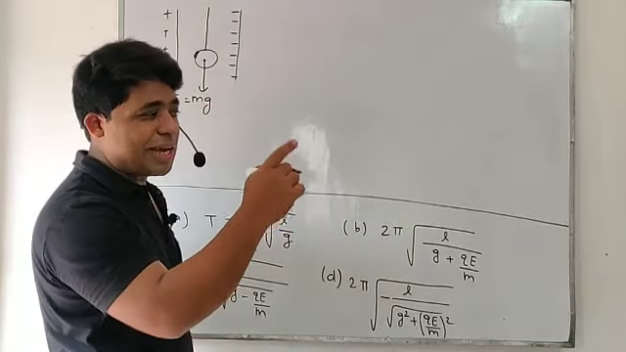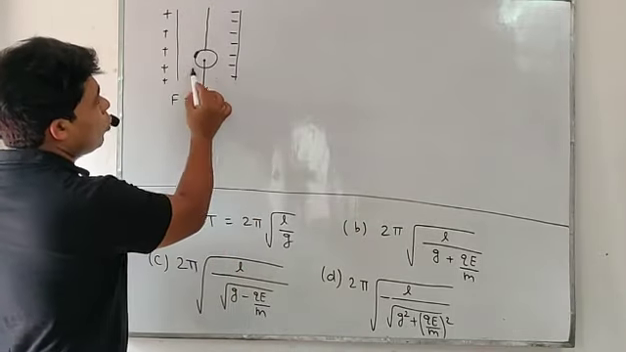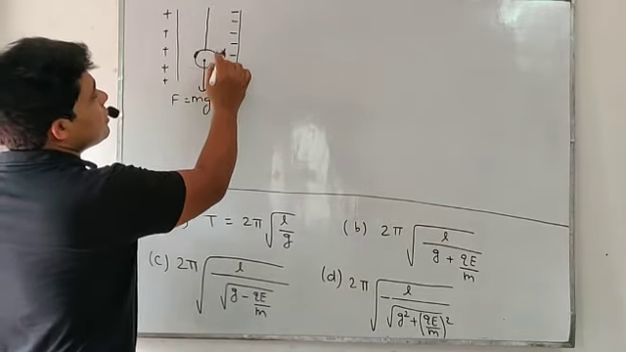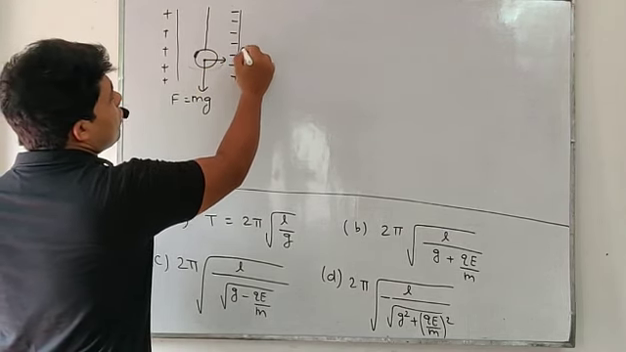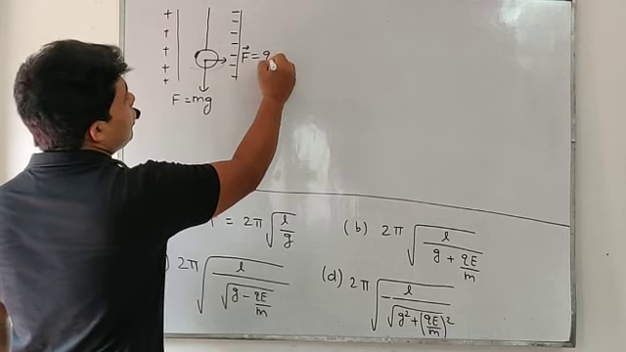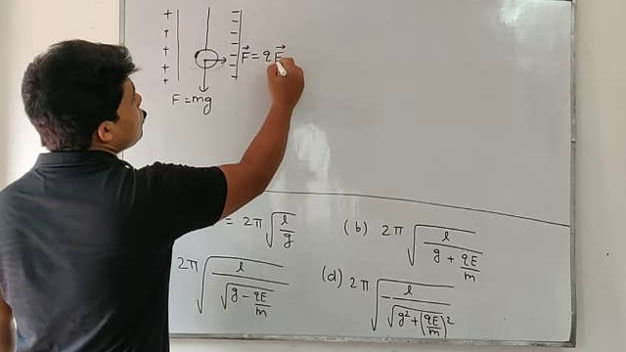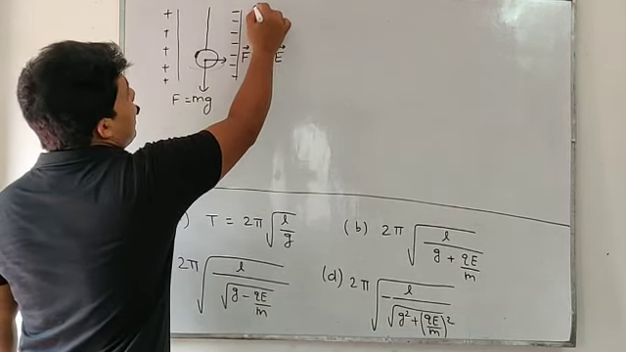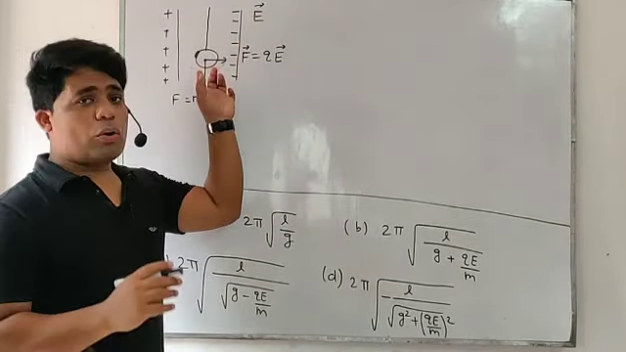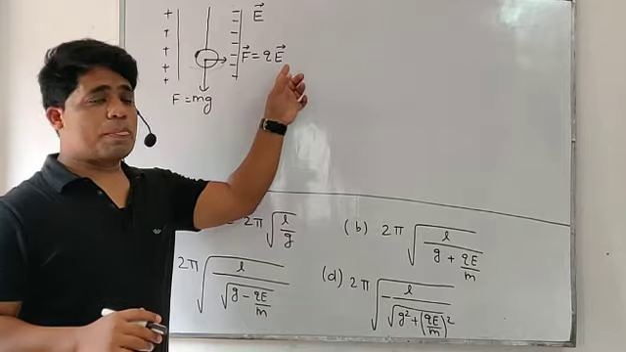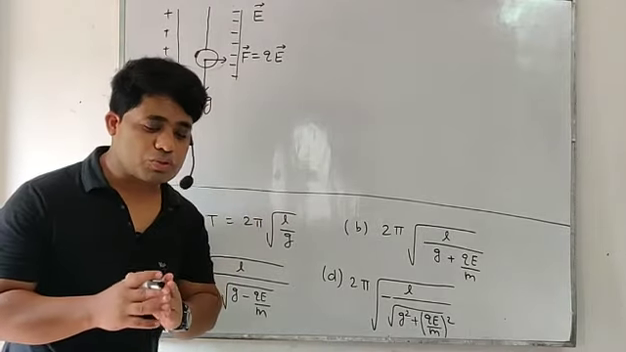Now students, another force. The pendulum is executing simple harmonic motion, to and fro motion. It means it will experience a force, F equals QE, that is called the electrostatic force, the force exerted by the electric field. So this force exerted on the pendulum, F equals QE, works horizontally.